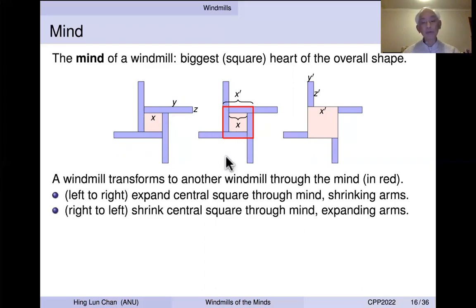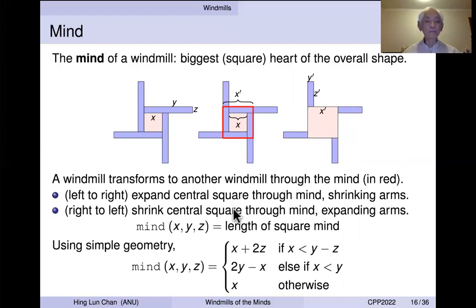We can take from left to right or from right to left. From left to right, we are going to expand the central square, but at the same time shrinking the arms. If we go from right to left, then we are shrinking the central square, but then we are going to extend the arms, okay? And if you take the side of the mind, which is a square, and use this expression for it, by simple geometry, we can express the mind in this particular form.